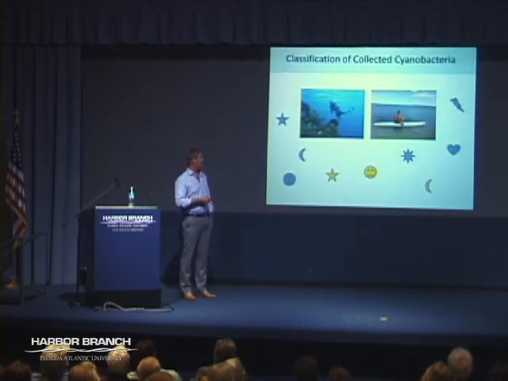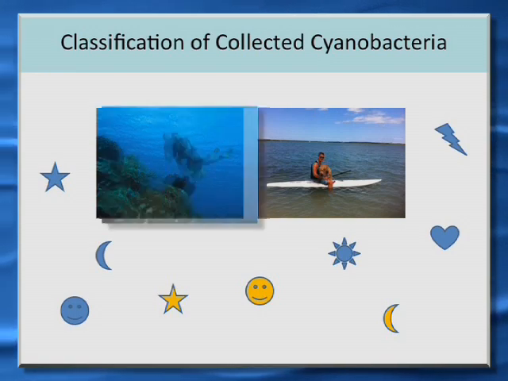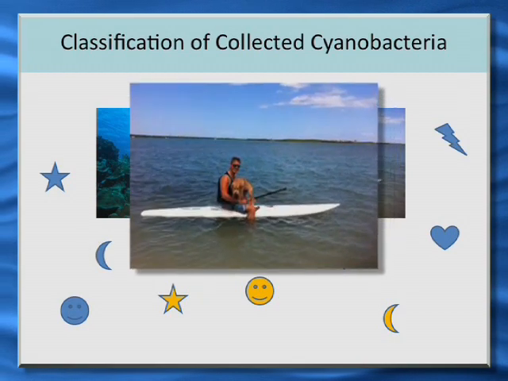I'm going to simplify a little bit. What we're doing here is that we collect these cyanobacteria, and as I mentioned before, they are photosynthetic, so they're depending on light from the sun. So they usually grow pretty shallow. So we collect them mainly by shallow water scuba and snorkeling. I use a lot of stand-up paddleboarding here in Florida. It's a very easy way to collect them in shallow waters.